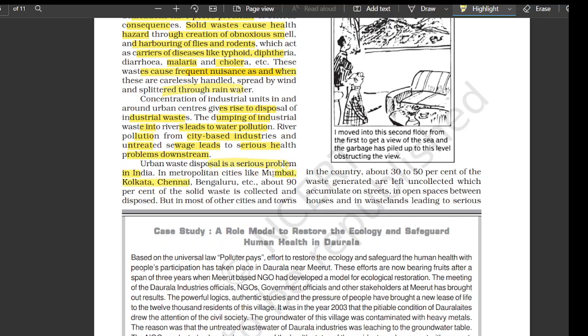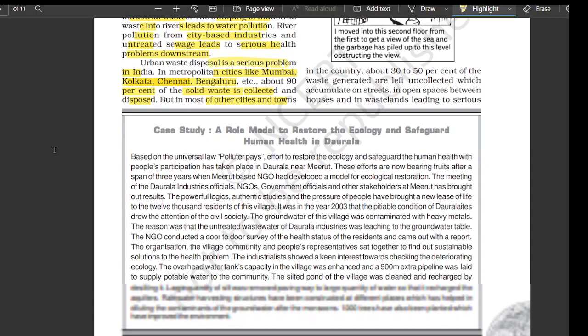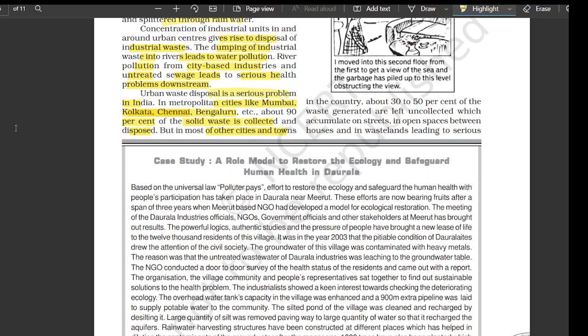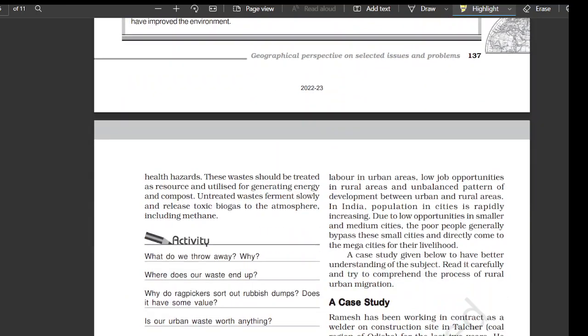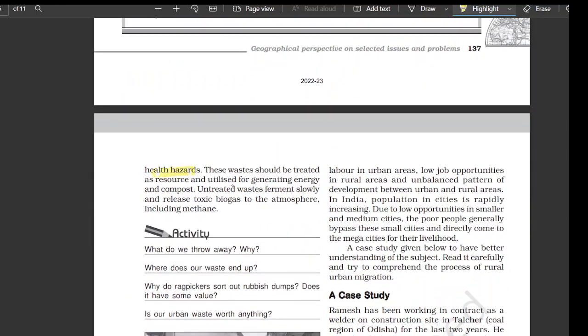In metropolitan cities like Mumbai, Kolkata, Chennai, Bengaluru, etc., about 90% of the solid waste is collected and disposed. But in most other cities and towns in the country, about 30 to 50% of the waste generated is left uncollected, which accumulates on streets, in open spaces, between houses, and in wastelands, leading to serious health hazards.